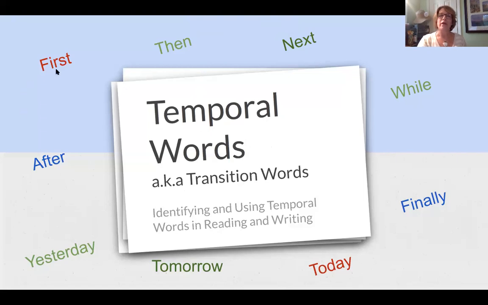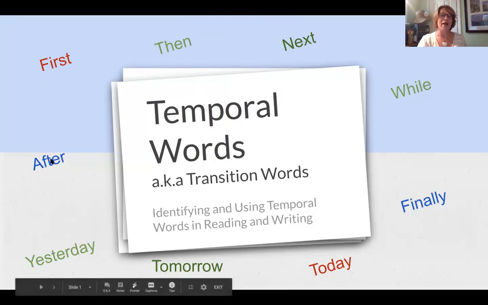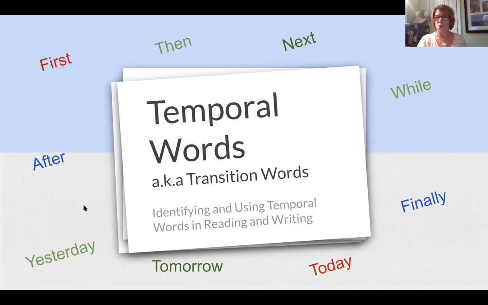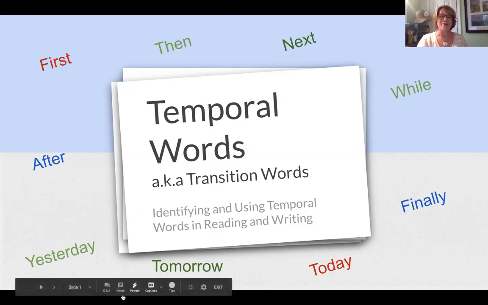And to give you a little hint of what these temporal words are, you can see them in the colors around the page. Words like first, then, next, while, finally, today, tomorrow, yesterday, after. Those are just a few temporal words. There are so many words and phrases that I will teach you about today. And here we go.